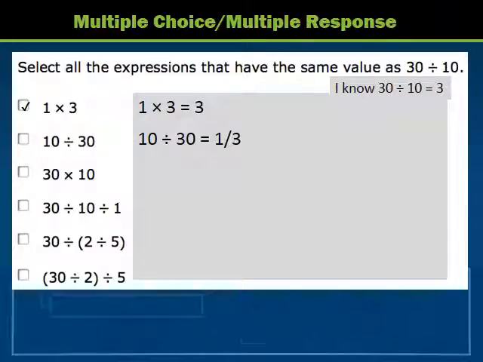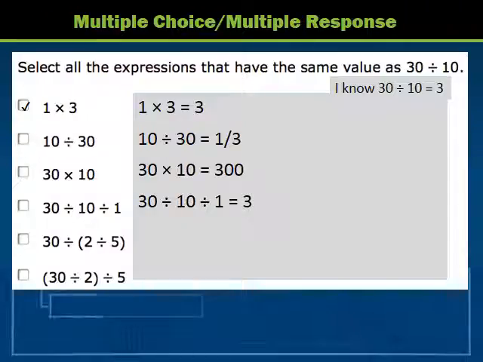10 divided by 30 is a fraction. That's 1/3. That's not the same as 3. 30 times 10, that's way more than 3. That's 300. That is not correct. 30 divided by 10 is 3, and 3 divided by 1 is 3, so that is also the same as 3.